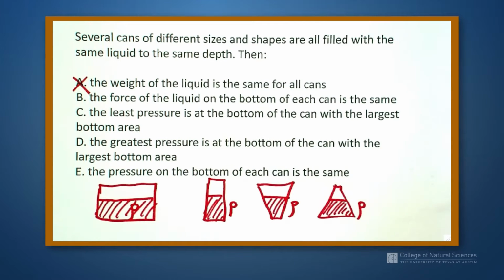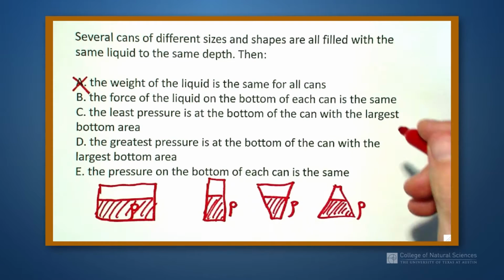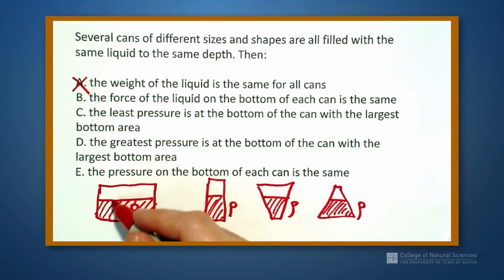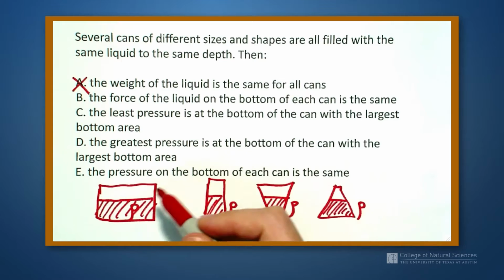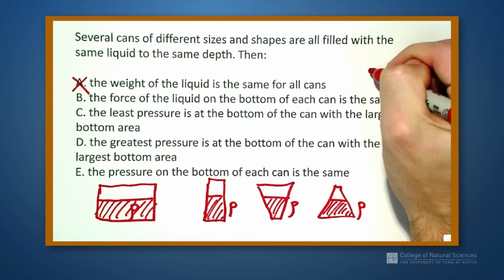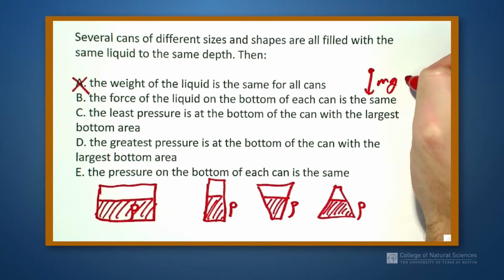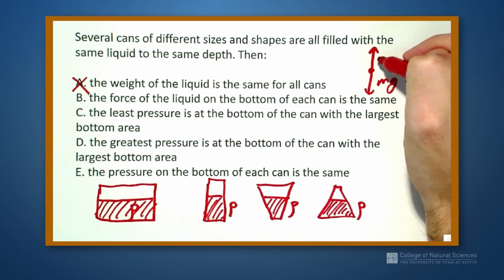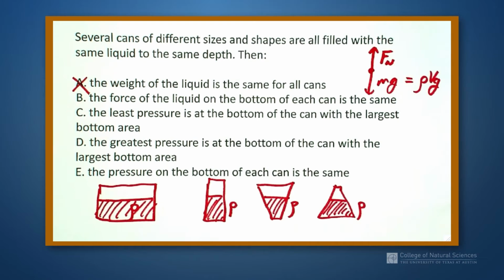The force on the bottom of each can is the same. Now, I'm not quite sure on that one, but I think I can reason this one out using Newton's second law. The bottom of the can, or the liquid itself, let's draw a free body diagram for that. Well, it's going to have its weight force pulling down, which in this case is rho times the volume of the liquid times g. And pushing up on it is going to be a normal force from the can. So I'm just treating the liquid as one unit.